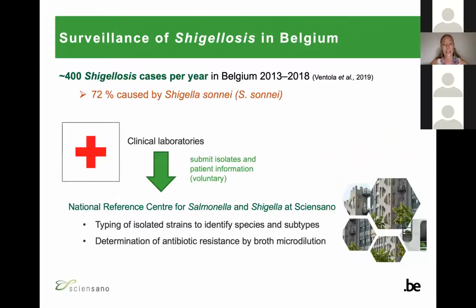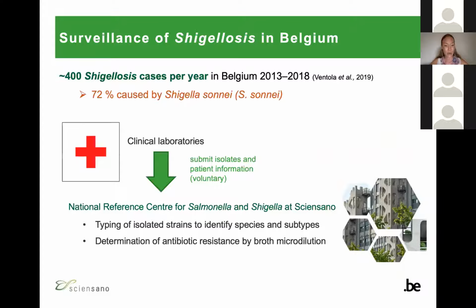Okay, let's switch to Shigella and Shigellosis in Belgium. In Belgium, we have about 400 cases of Shigellosis per year, and 72% are caused by Shigella sonnei. Normally, the clinical laboratories will submit isolates and patient information such as postal code, gender, age, and also severity of the disease to the National Reference Center for Shigella and Salmonella at Cienzano, where I conducted this project.